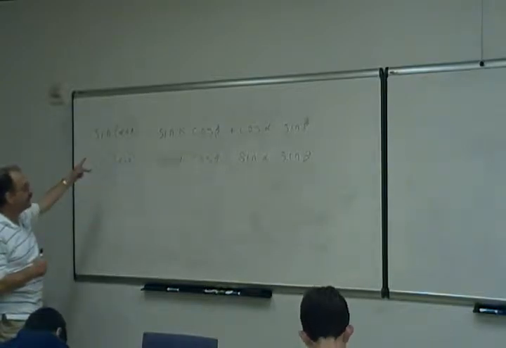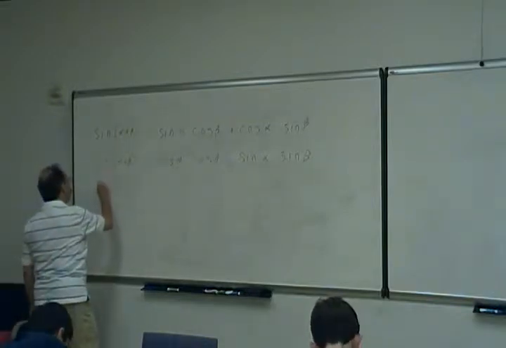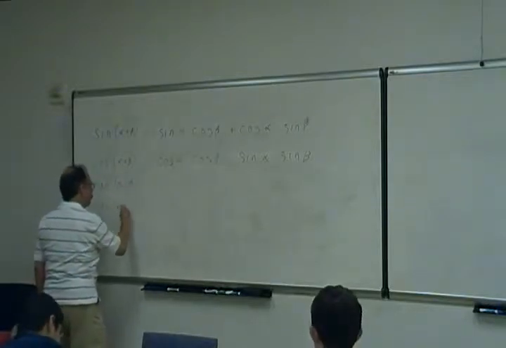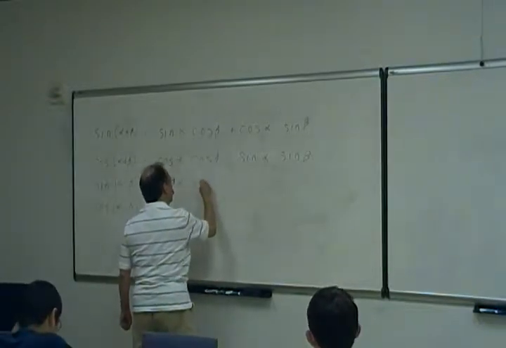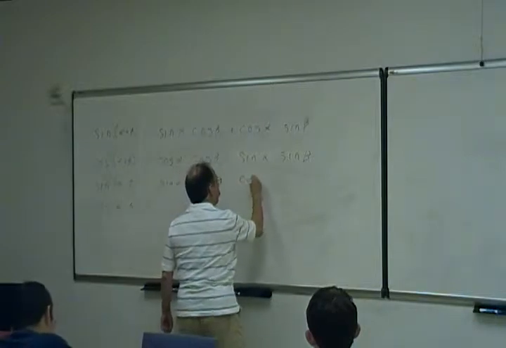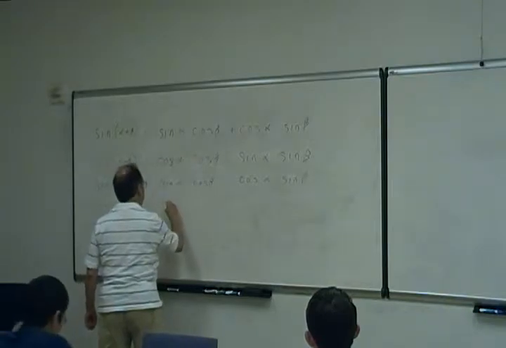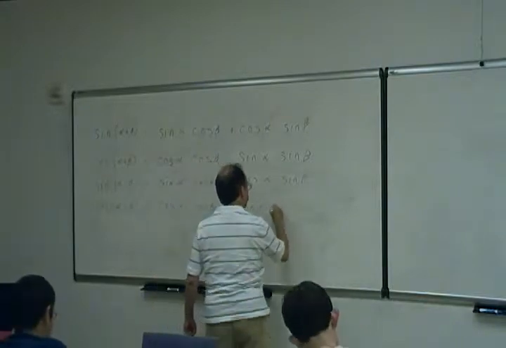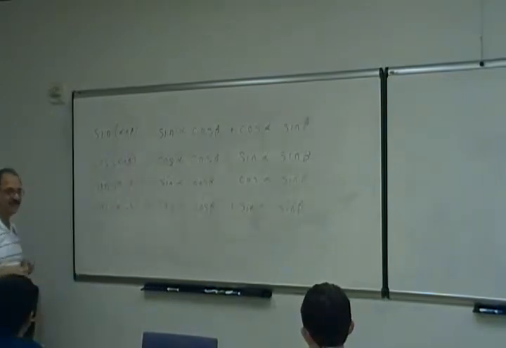Now, these two identities, you can also get the negative ones, and let me write them down because I want to use them. I've written these identities so many times, but we write them down all the time.